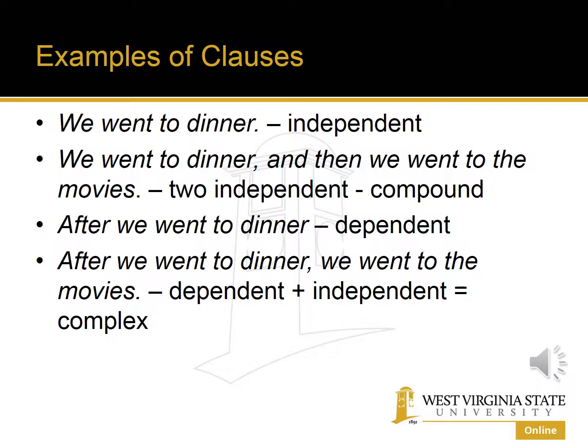Here we have a dependent clause that begins the sentence. It's followed by a comma, and then we have the main clause completing the thought of the sentence. This is a complex sentence. Now, one other point I want to make here is notice that both the compound sentence, we went to dinner and then we went to the movies, and the complex sentence, after we went to dinner, we went to the movies, express the same idea. It shows a sequence of events. First we went to dinner, then we went to the movies.